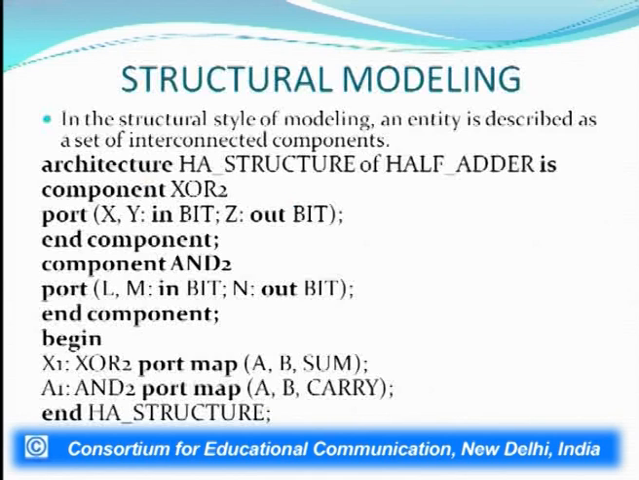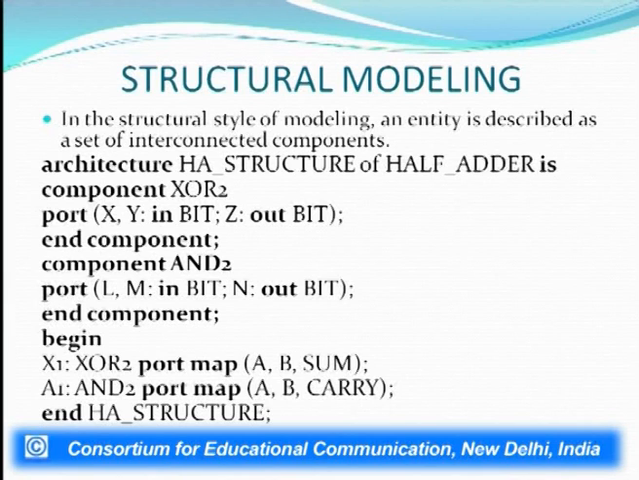Now, let us focus on the structural modeling and see with the help of an example how the architecture is written using this particular approach. For the sake of simplicity, I am going to be discussing the half adder itself, because the structure being simple, it is easier to understand. As I mentioned earlier, essentially the structural style of modeling is defining the entity in terms of the interconnection of components. Now, we know for a half adder, the components that are required are an XOR gate and an AND gate.